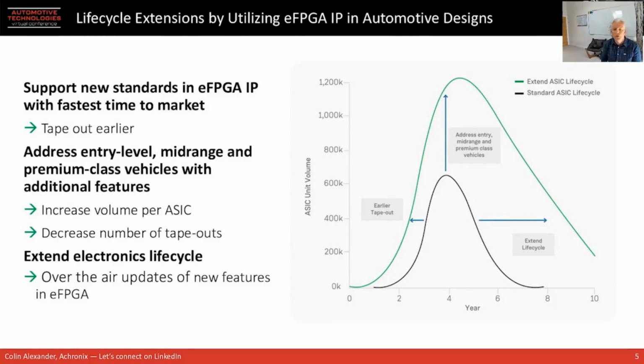As we continue to look at the benefits of eFPGA, one of the main motivations to adopt the IP is not only to support lower costs of deployment and to provide a platform for differentiation, but also to support extended product life cycles. The black line in this curve demonstrates a standard ASIC product life cycle. The green line shows that by including eFPGA IP, you can extend the ASIC lifetime in the market by enabling earlier tape-out, support more product variants, and extend the product life cycle, which translates into increased revenue and market opportunity.